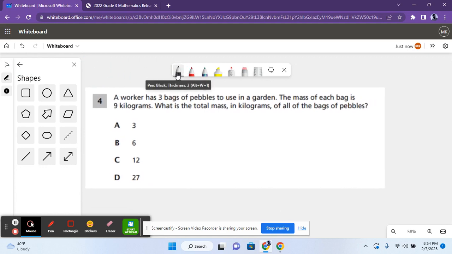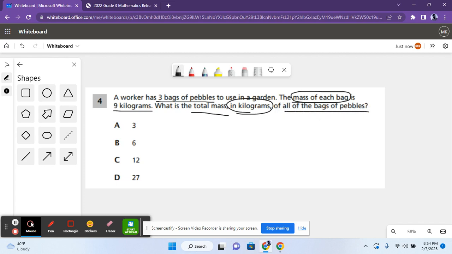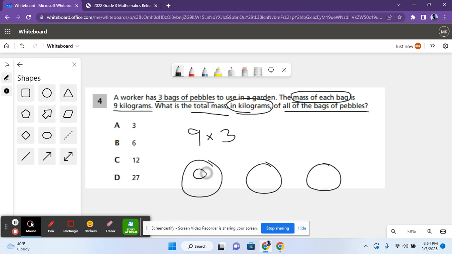For question 4, it says a worker has 3 bags of pebbles to use in a garden. The mass of each bag is 9 kilograms. What is the total mass in kilograms of all of the bags of pebbles? So this is equal to 9 times 3. This is because there are 3 bags of pebbles, represent that as 3 groups, and there are 9 kilograms in each bag.